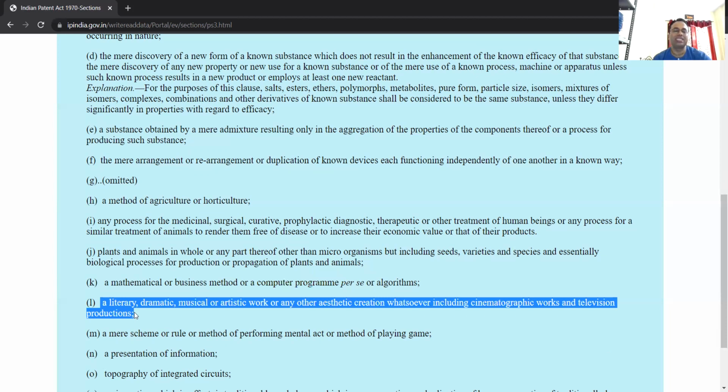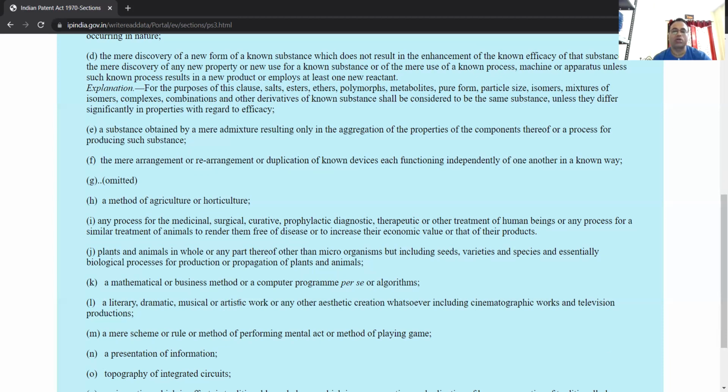L means anything which is related to the copyright things, literary, dramatic, musical, or artistic work, or any other aesthetic creation. Aesthetic creation means they don't have any functional value. They are just for aesthetic creation whatsoever, including cinematography work and television productions. They are not patentable. Therefore, we many times get a question that somebody has developed a musical therapy to treat some disease. Is it patentable? Okay, so method of treating a disease is not patentable according to section 3I, and music per se is not patentable according to section 3L.